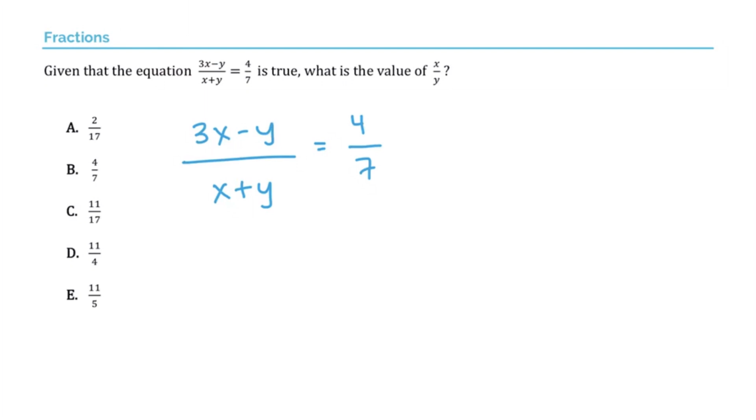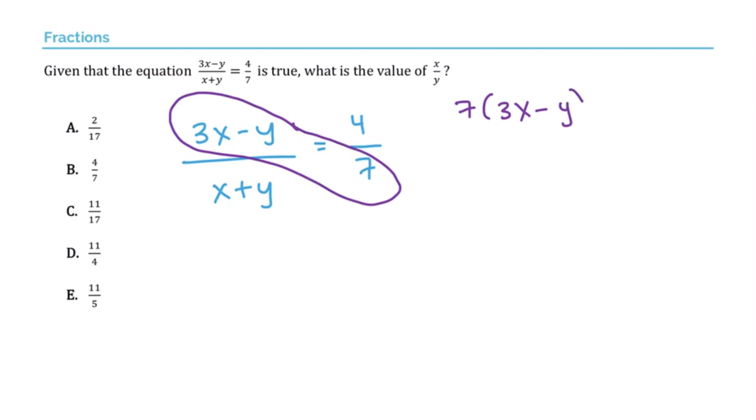Now what you have to know to solve this problem correctly is how when you have a fraction equals a fraction, your brain needs to go to, oh yeah, I need to cross multiply and solve. So what you're going to do is you're going to cross multiply here. So we're going to end up with 7 times 3x minus y equals, then we're going to cross multiply here, 4 times x plus y.